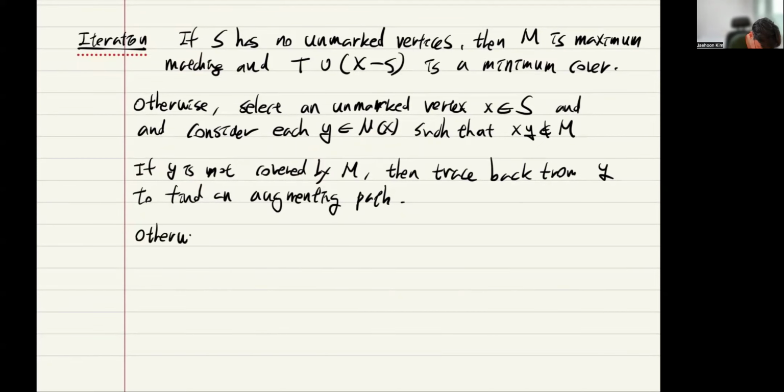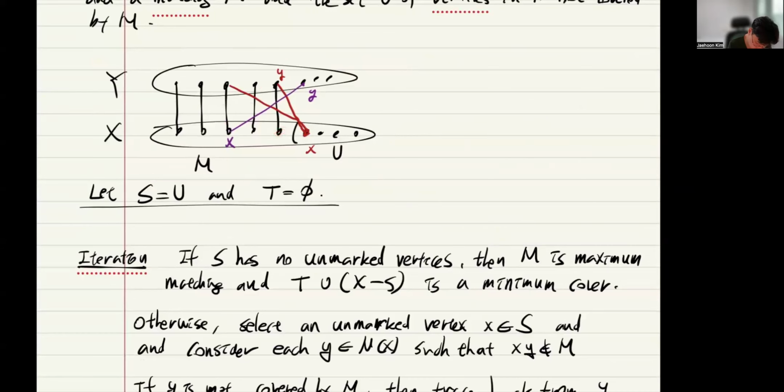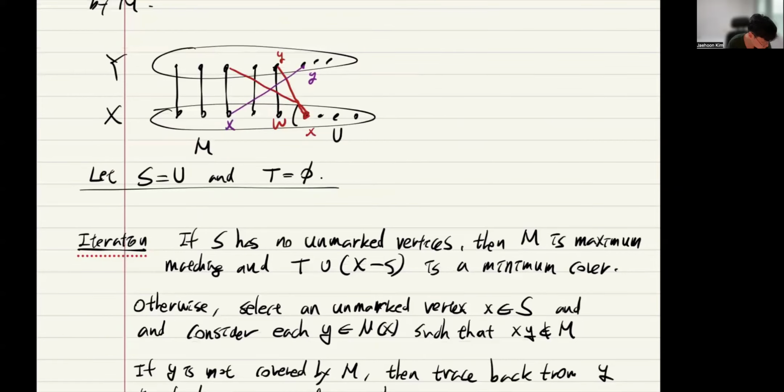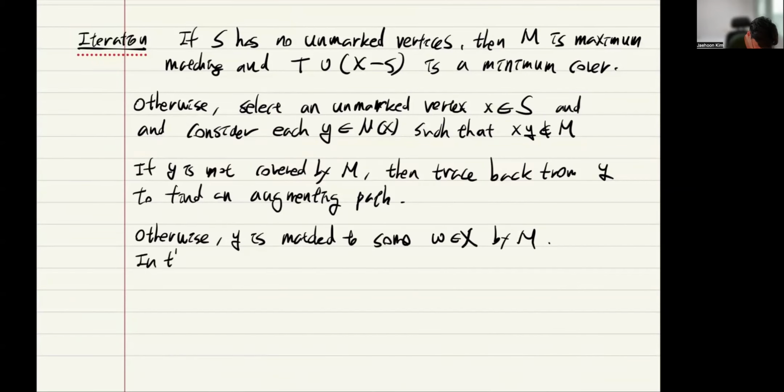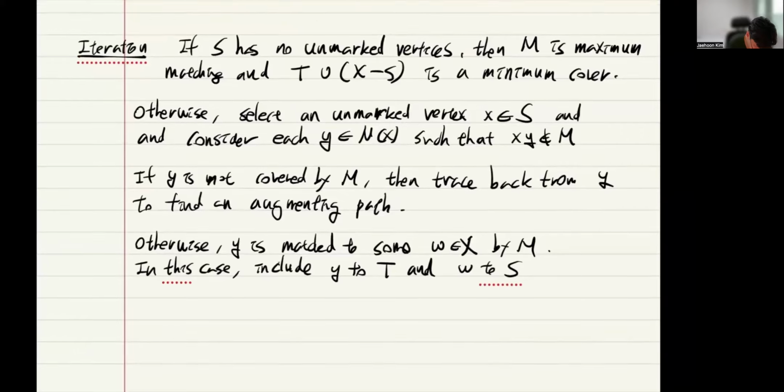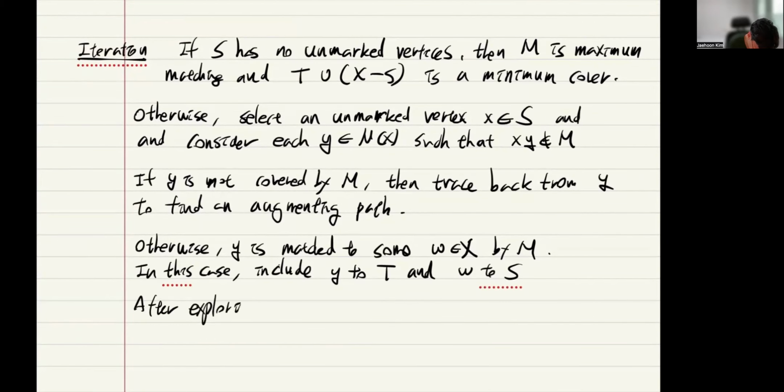Otherwise, this Y is matched to some, say, W in X by M. So this is your W. In this case, we include this Y to T and W to S. And after exploring all such edges incident to X, we mark X.